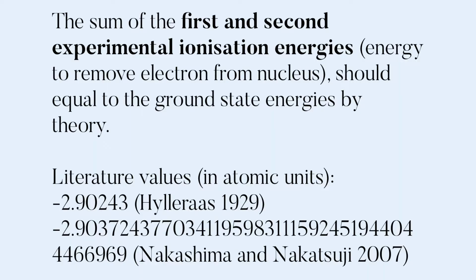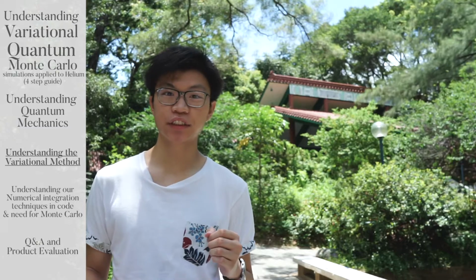Now we have a grip on quantum mechanics. Let us consider one of its applications. We will look at the variational method, which allows us to determine the ground state energy of helium. Knowing this energy is important because it allows us to compare with the experimental ionization energy, so that we can see if our understanding of the world is correct.